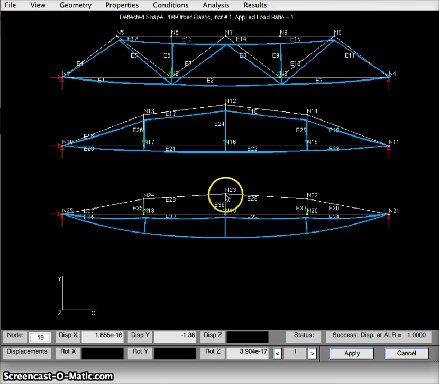If we click on this node, we see that the displacement here is negative 1.377 inches. The displacement is slightly larger at node 19 at the bottom than at the top. So this value, 1.38 inches downward, is the point of maximum downward displacement in bridge number 3. You'll need to find the point of maximum displacement for the other two bridges.